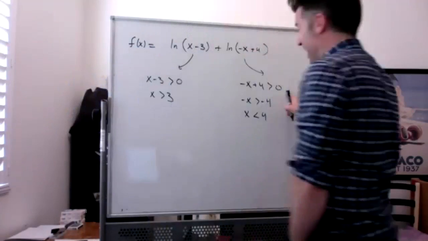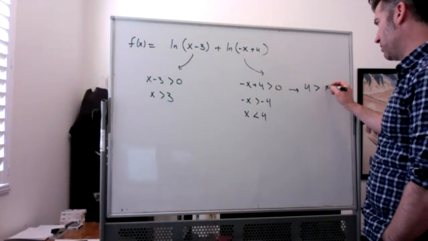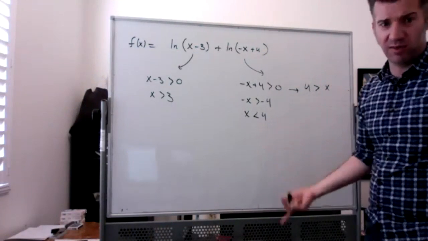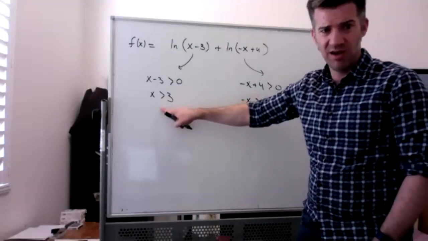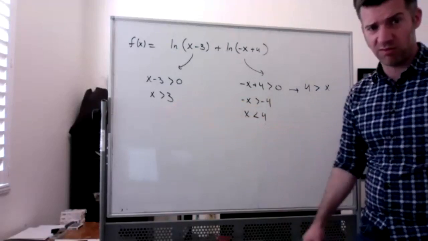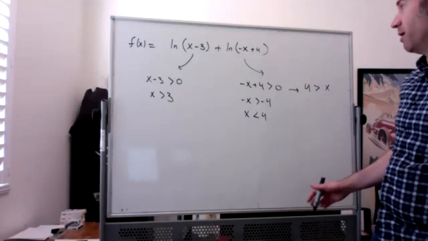But you can also just add x to the right and say, oh, 4 is bigger than positive x. Same thing, just written differently. So we need x to be bigger than 3. We also need x to be smaller than 4. So that's our answer. x is between 3 and 4.